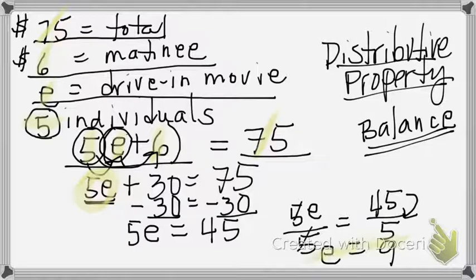Now I know that for my drive-in movie, I get e equals 9, and therefore I can solve my problem, because I know now that the drive-in movie is $9. The other question was how much did they pay total. Each one of them was $15 because 6 plus 9 was 15. So this is, for me, probably the easiest way to solve it algebraically.